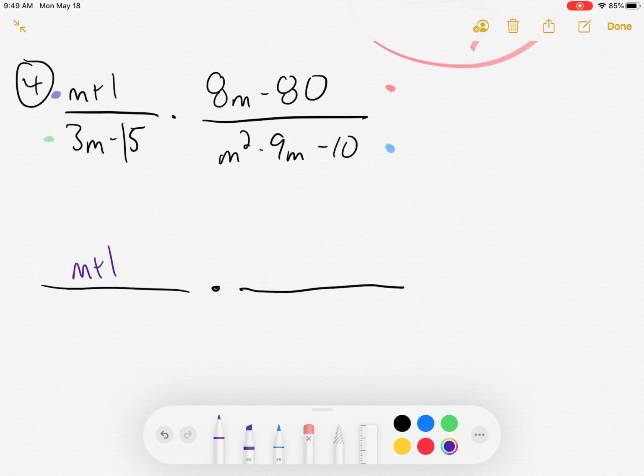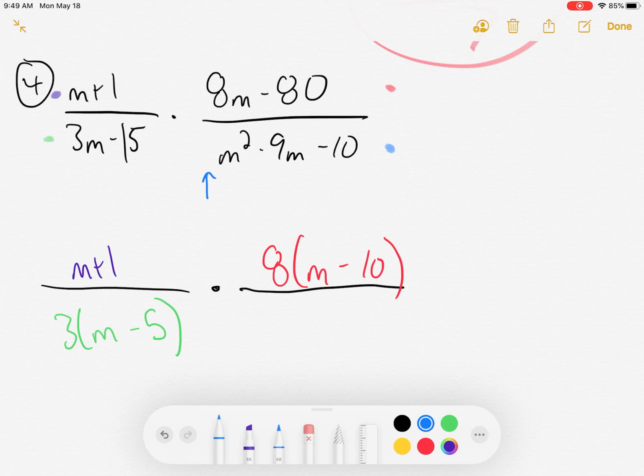So now what can you factor? Well, let's look at green. Let's go around the clock. Bottom left is green, so 3m minus 15. What can you factor out there? Well, GCF is 3, and then you're left with m minus 5. Okay, now let's do the upper right. Okay, I have 8m minus 80. Hopefully you see that you can take an 8 out of both of those. So we have 8 times m minus 10.